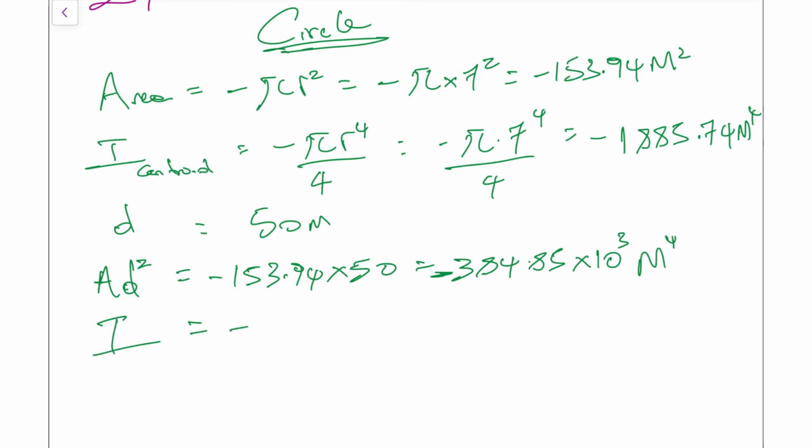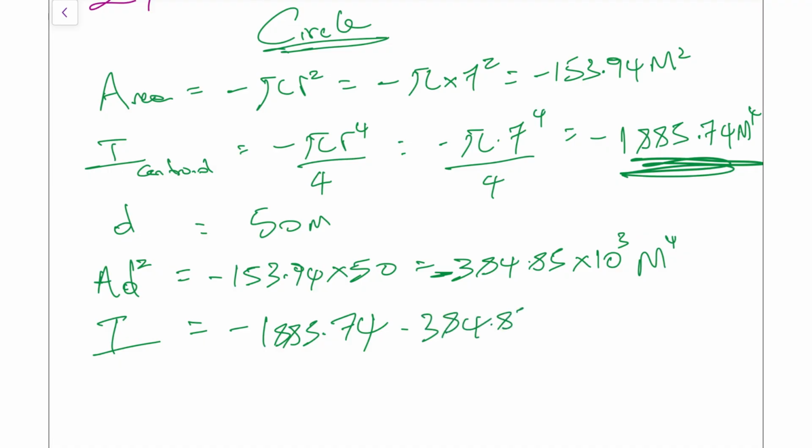We have minus 1885.74, and that's representing our value there that we found for the centroid, and minus the bit that we just calculated for the area, which is our 384.85 times 10 to the 3, and we get something like negative 386.731 meters to the fourth. So that sums up everything that we need to have.